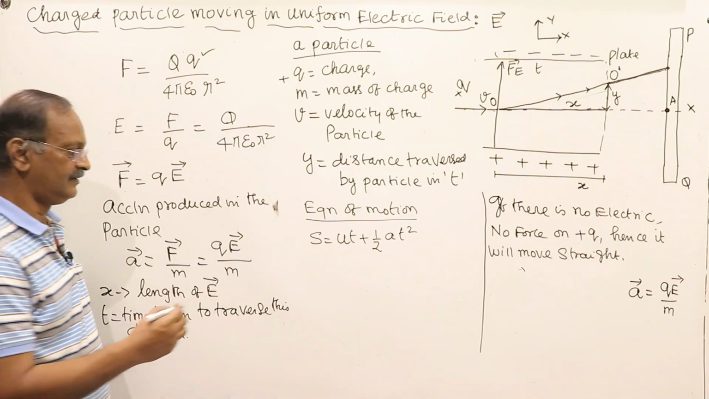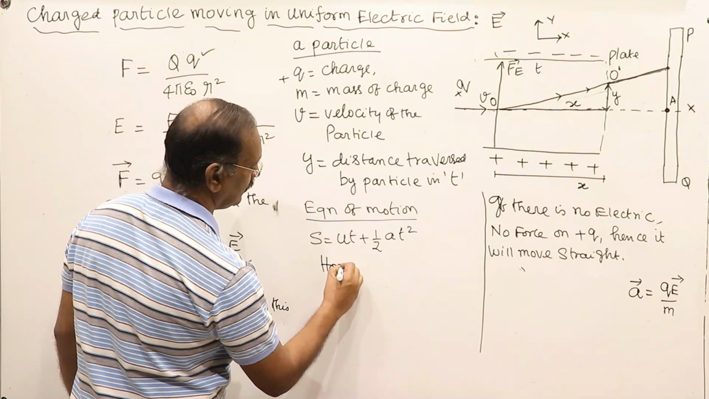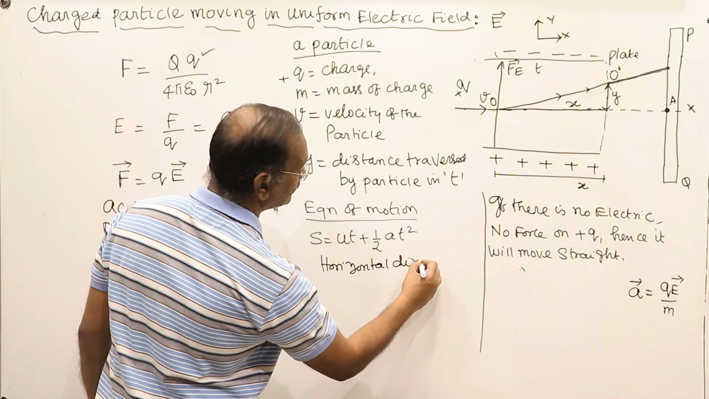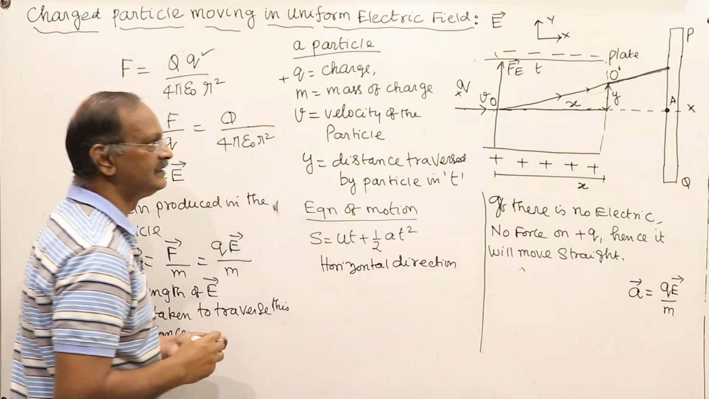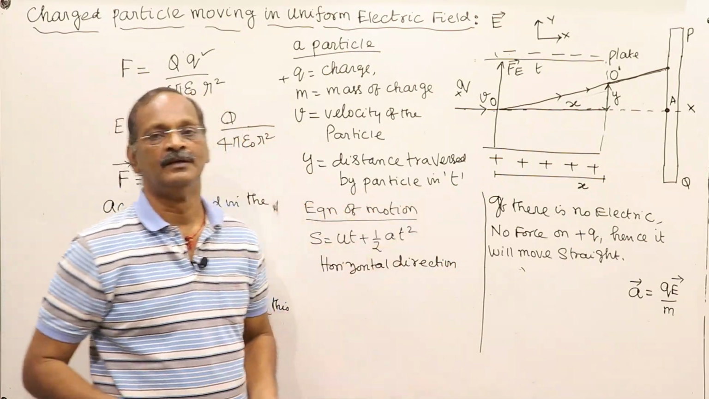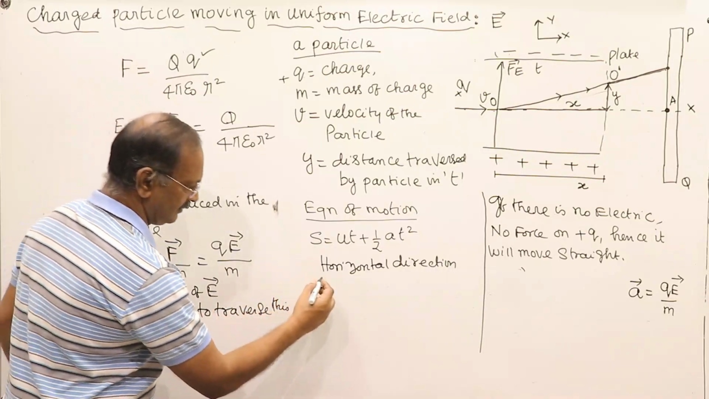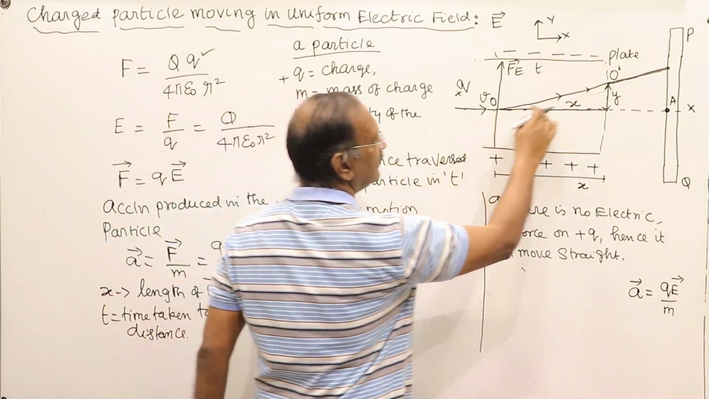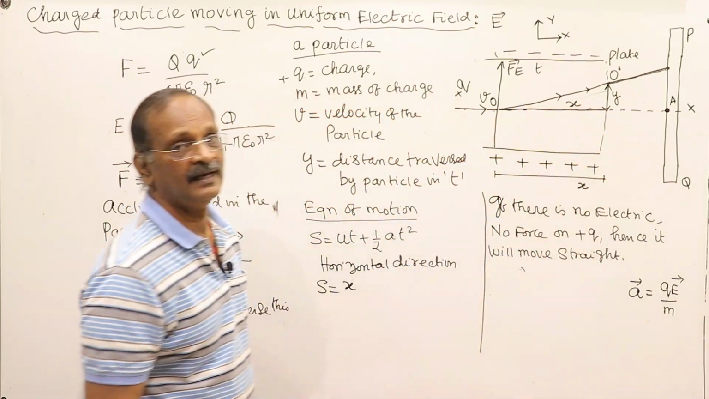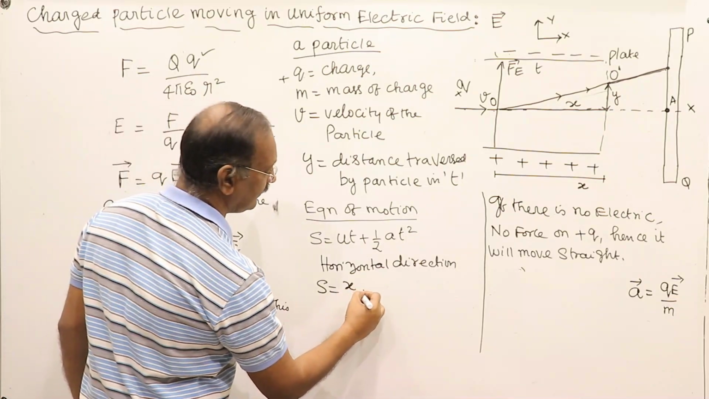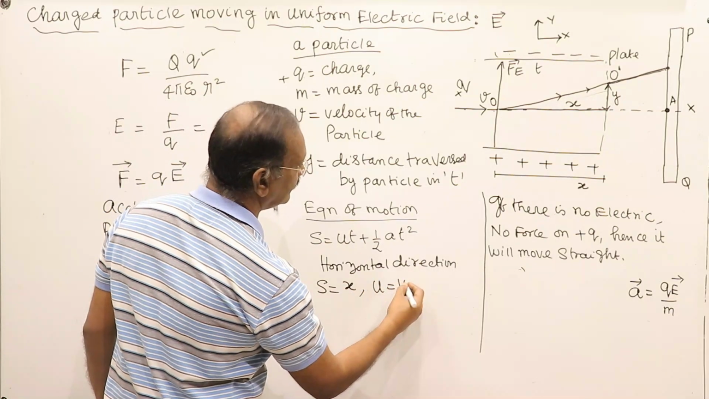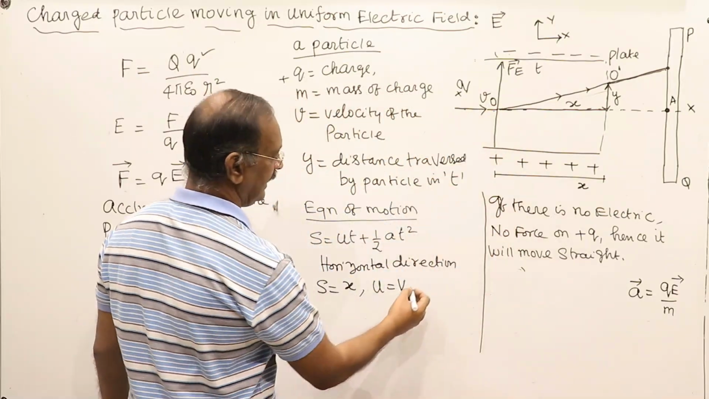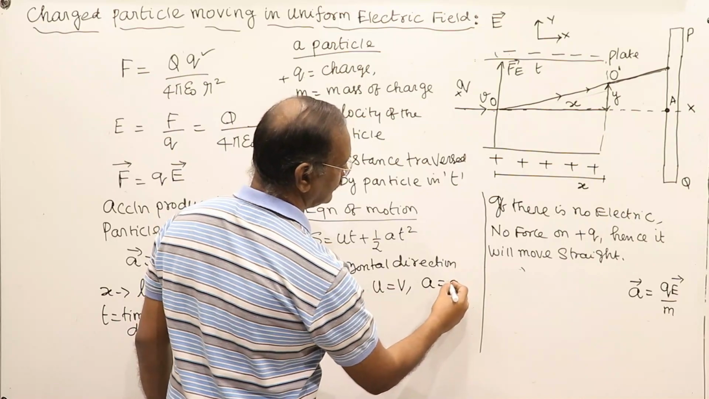So first we will see the horizontal direction. In the horizontal direction, that means motion in this way, S, the distance traveled, is equal to x. From here to here it moves distance x, and the initial velocity is v, because it enters the electric field initially with velocity v, and acceleration is equal to 0.